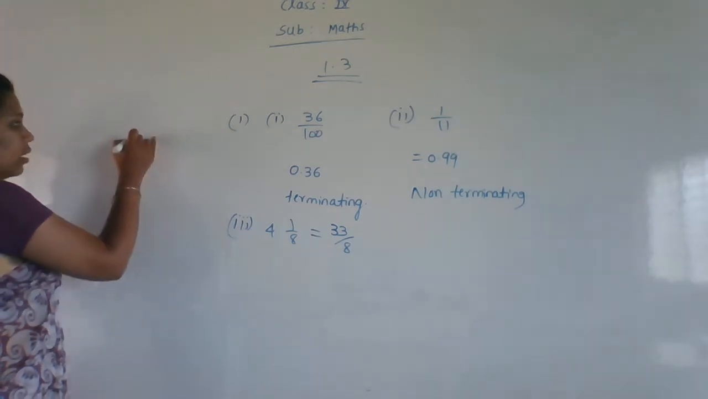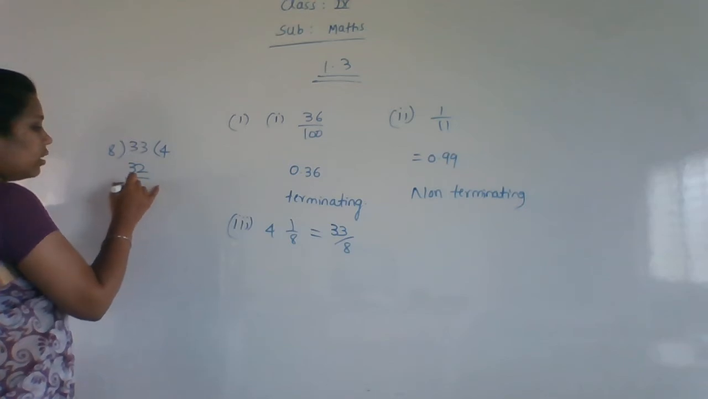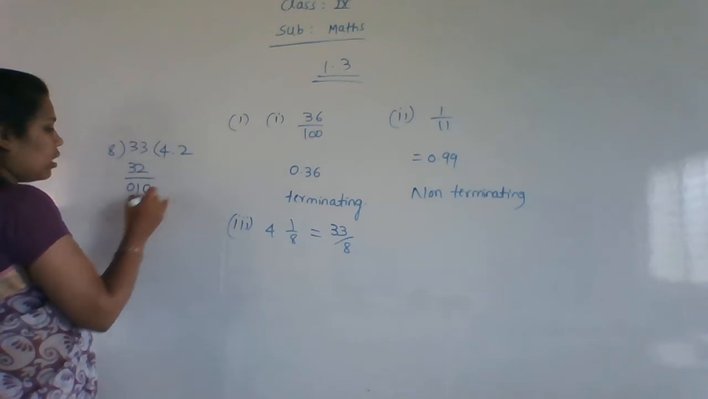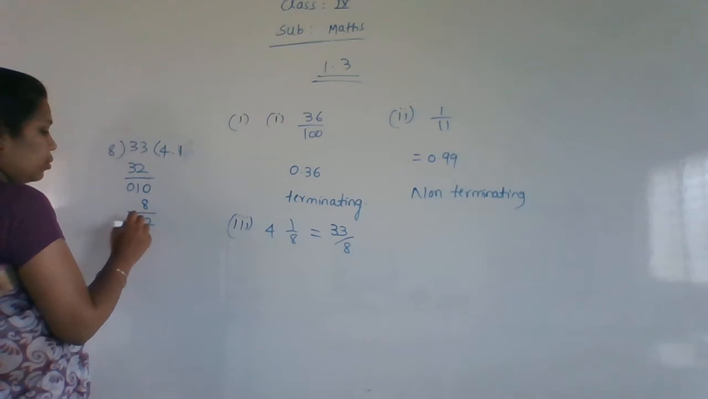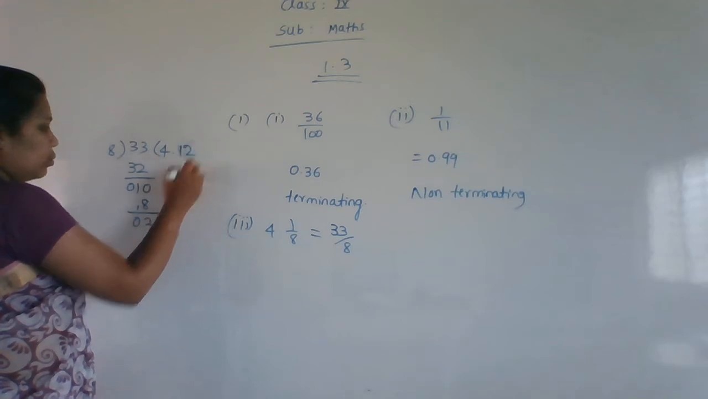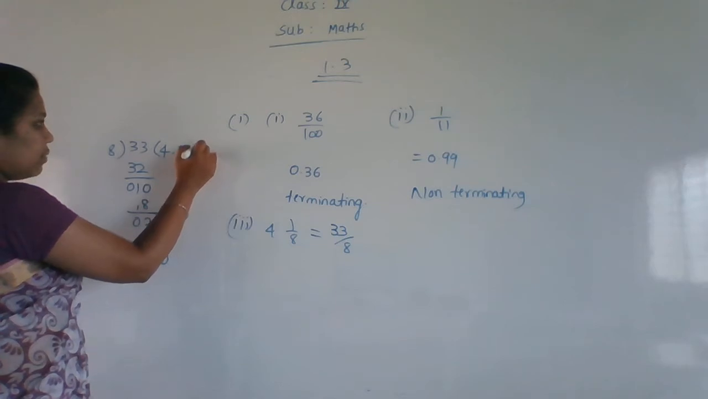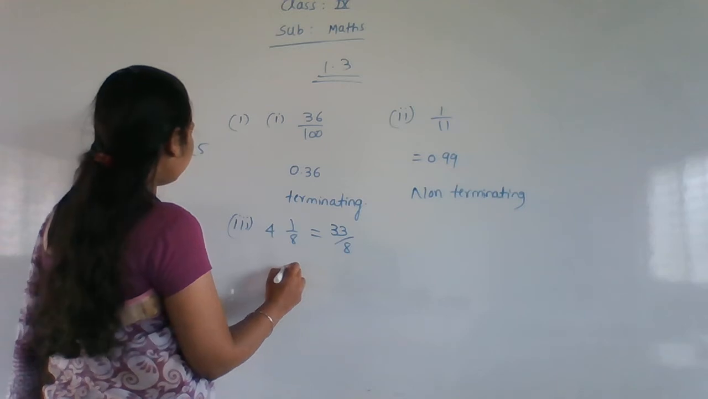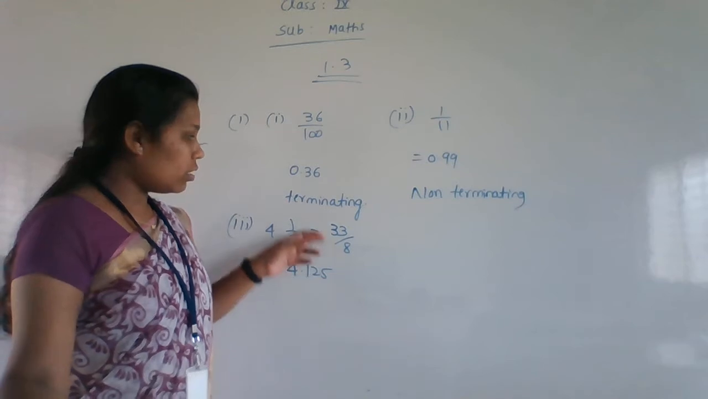Now do the division, 33 by 8. 8 fours are 32 and 1 is left. Put a point here and take a 0: 8 ones are 8, the next 2 remains. Again take a 0: 8 twos are 16, and 4 remains. Take another 0: 8 fives are 40. So the decimal expansion is 4.125.